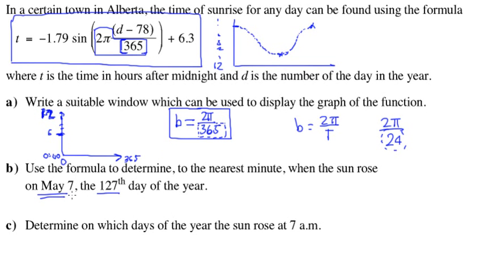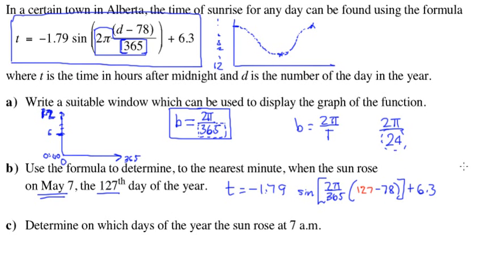Oh, and I was about to do 31 plus 28 plus 31 and crunch out which day of the year this is, but they're telling us it's the 127th day, so that's nice of them. The time for sunrise will be minus 1.79 times the sine of 2 pi over 365. Our day is number 127 minus 78, and then we add 6.3 on the end. So now we bash at our calculators to get that.